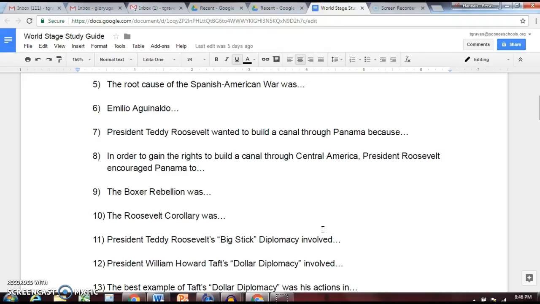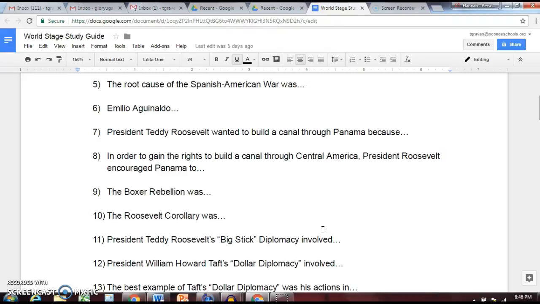So he said, all right, well, I got my big stick here. I'm going to use my military. And he encouraged the Panamanians to rebel against Colombia. He offers American military support. And ultimately, Panama gets its independence from Colombia. And then to kind of say thank you to the United States, they turn around and sign a deal that allowed the United States to build the canal right through their country.